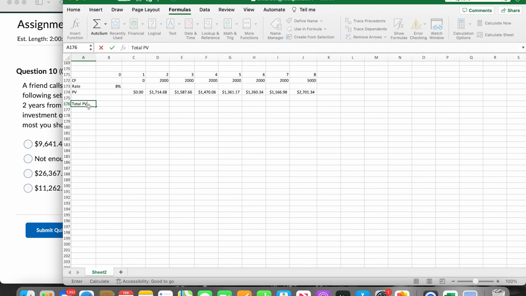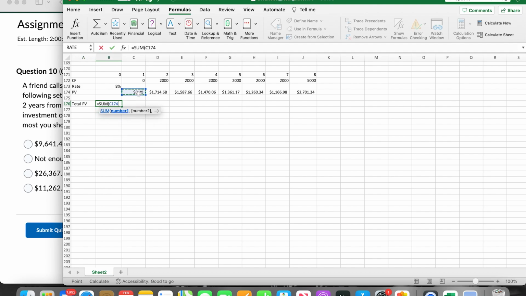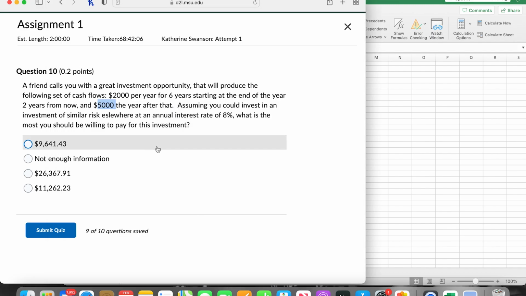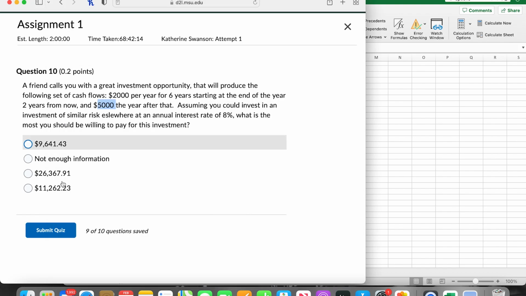All right. So now we're looking at the total PV. What is the most that you should risk on this? So we're going to look at the sum. So sum 0, this, and also this. So, the most you should be willing to pay for this investment is $11,262.23. And that is all.